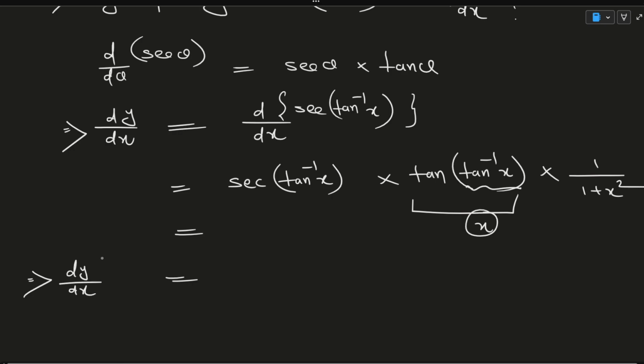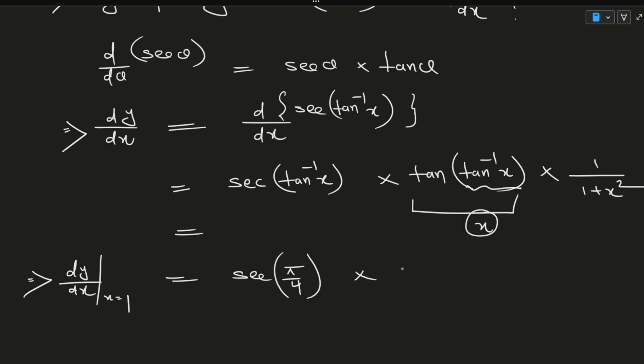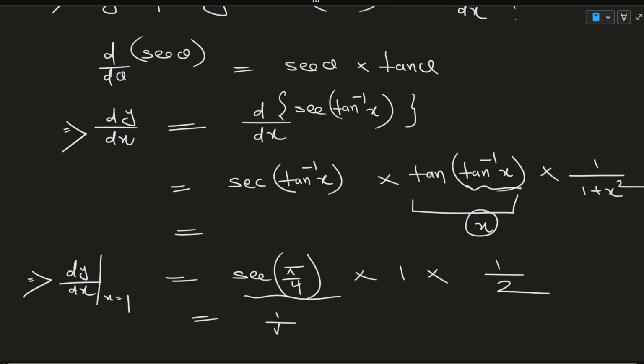Now dy by dx at x equal to 1. So it will be sec of tan inverse 1, which will be pi by 4, since tan inverse of 1 is pi by 4. Okay, it is 1. So this one will be 2. Now sec pi by 4, what is sec pi by 4? It will be 1 by root 2.